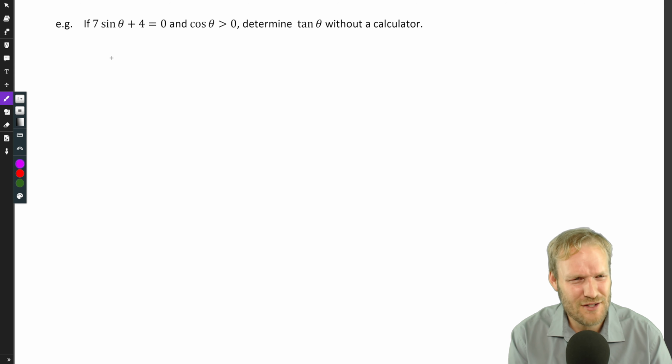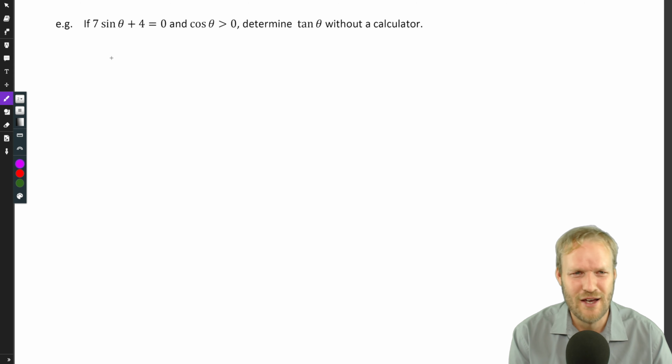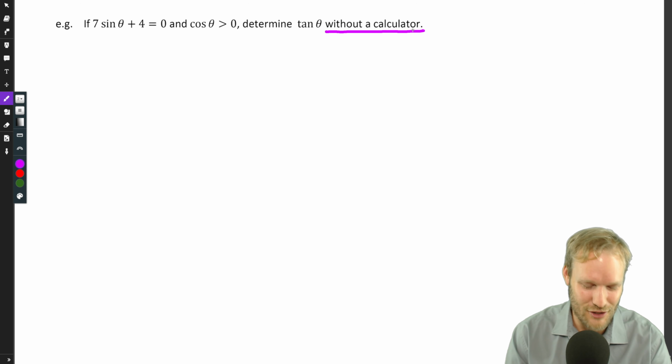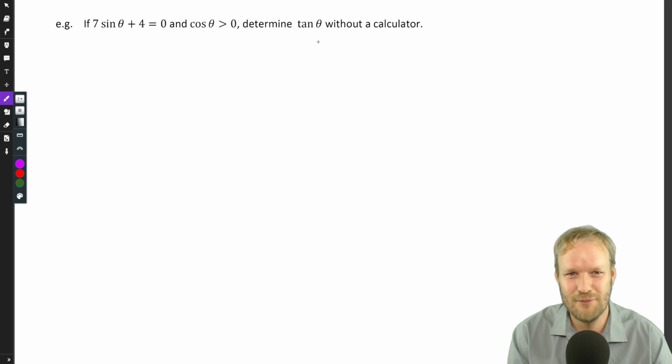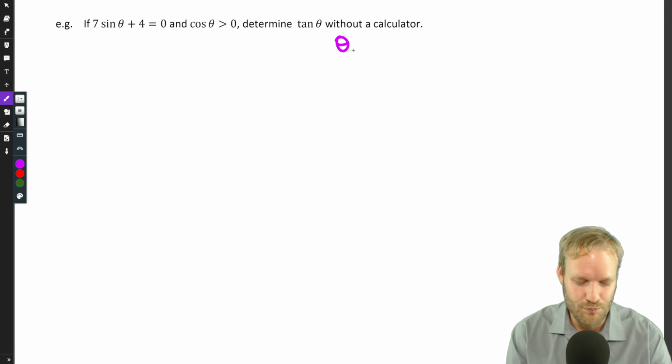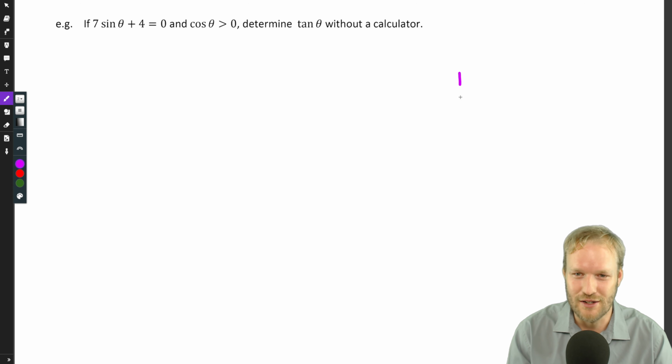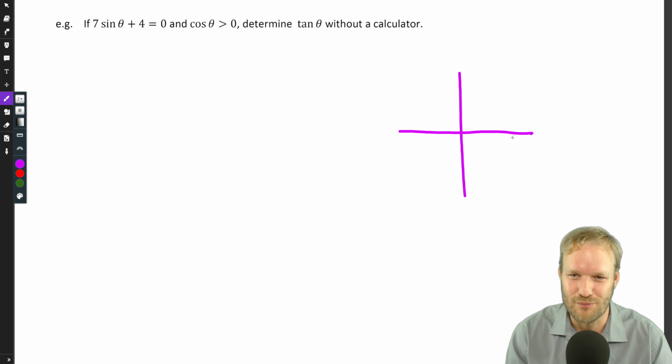7 sine theta plus 4 equals 0, and cos theta is greater than 0. Determine tan theta without a calculator. This is one of those without a calculator where we mustn't actually use our calculator. And I think the key bit is without finding out what theta is. We don't care what the angle theta is. We could work that out, but we don't want to. What we want to do is draw ourselves a Cartesian plane and see where on the Cartesian plane we are.